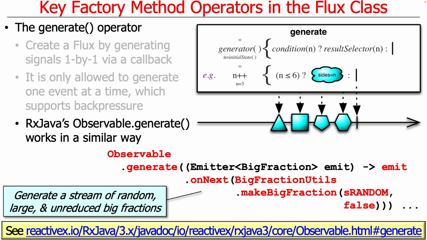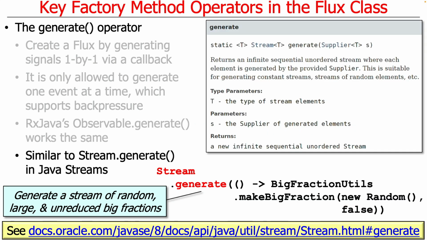RxJava, as usual, has a generate operator that works in essentially the same way. This is just the way you do it with Observable. And Java Streams has a generate operator that also works in very much the same way. So Stream.generate, in this case, will generate a stream of random large and unreduced big fractions. And as usual, it would behoove you to use the limit operation provided by Java Streams if you don't want this thing to go on generating random big fractions forever.